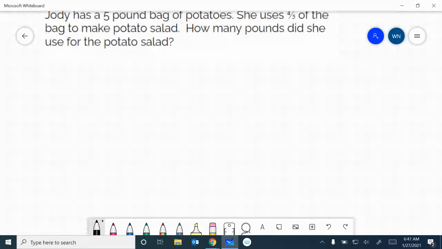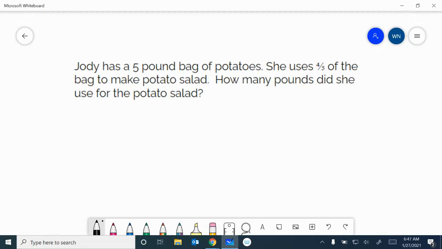Let's go ahead and look at the last one. Jody has a 5-pound bag of potatoes. She uses 4/5 of the bag to make potato salad. How many pounds did she use for the potato salad? So for this one, we're looking for 4/5 of the 5-pound bag. You have to use the shading, the circle strategy method, and go ahead and solve it.